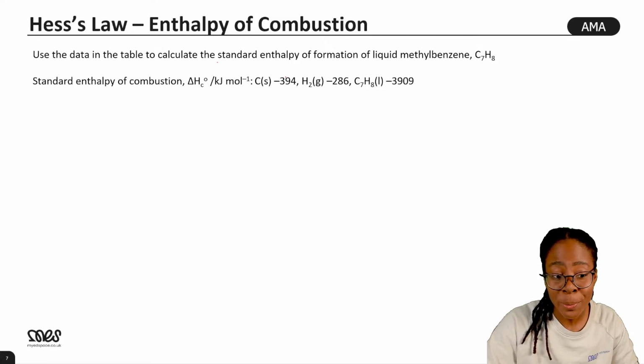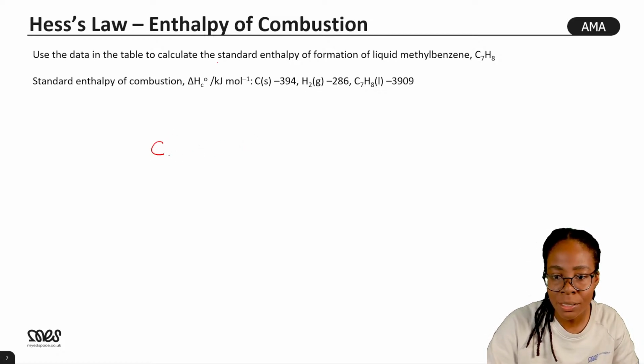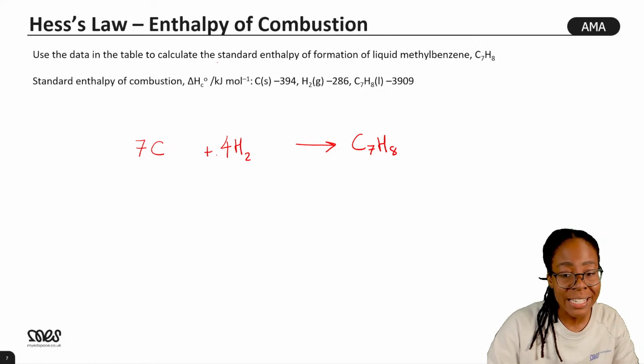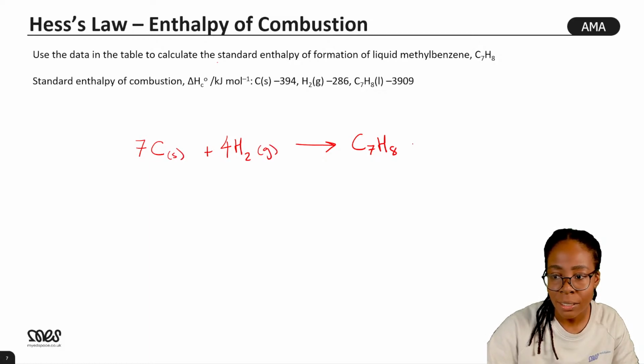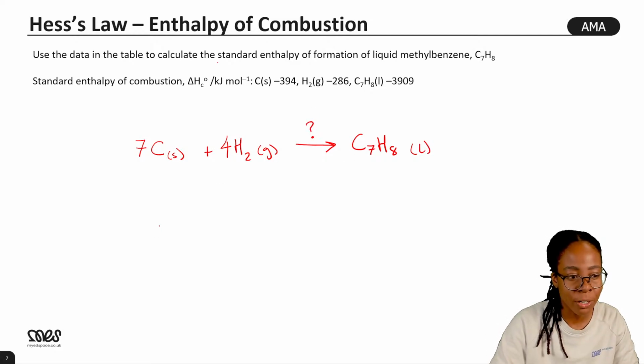So standard enthalpy of formation, forming 1 mole of our substance from its elements. So we're going to start with the elements, carbon and hydrogen, and then that's going to produce our methylbenzene. Of course, everything needs to be balanced. So 7 of these and 4 of these, and everything needs to be in their standard states. So solid, gas, liquid. So this is the enthalpy change that we're trying to figure out.